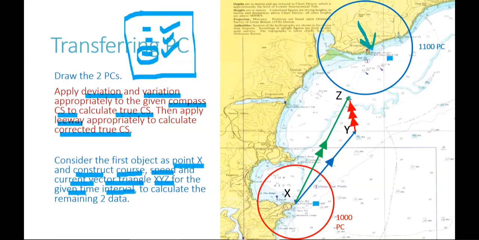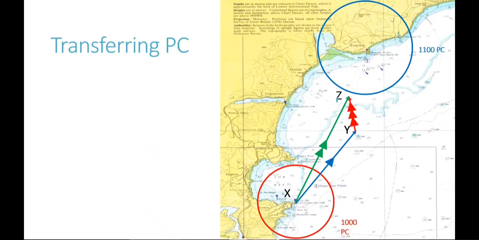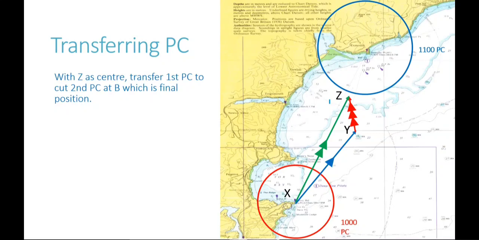So now we have the center to draw our transferred position circle. The second thing we need is the radius. It will be kept exactly the same as the radius of the first PC. So whatever radius we had at 1000 hours, we keep the same radius and we draw the second or transferred position circle.